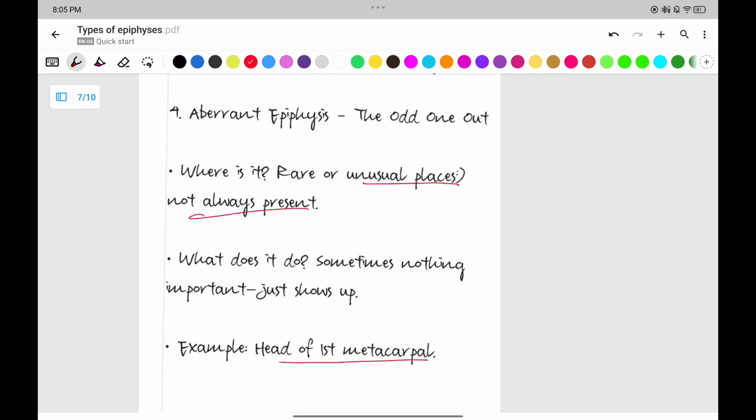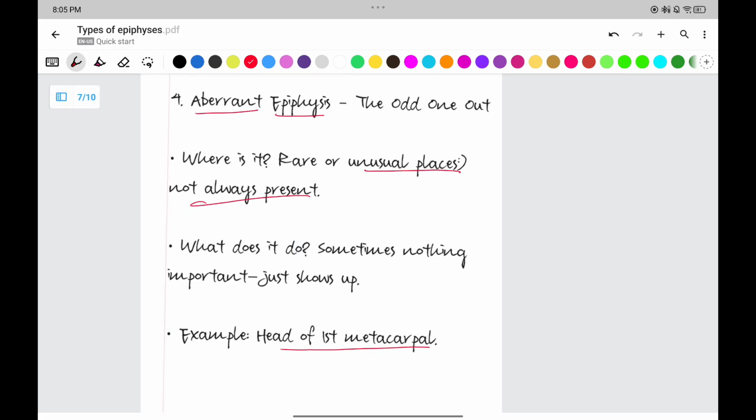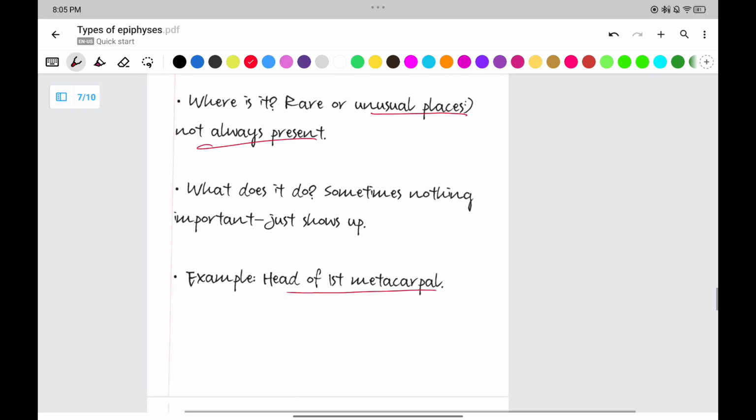The fourth one, which is the last one, is the aberrant epiphysis, the odd one out. We call it the odd one out because it has its own individual characteristics compared to the other three epiphyses, where it is in rare or unusual places, not always present. It might be present or may not be present. It is generally considered rare. Okay, what does it do? Sometimes nothing important, it just shows up.